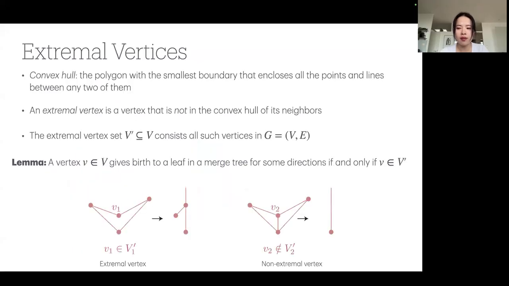Before we do that, I have to introduce a concept called extremal vertices. Let's review the definition of convex hull, which is the polygon with the smallest boundary that encloses all the points and edges between any two of them. Then we define an extremal vertex to be a vertex that is not in the convex hull of its neighbors.